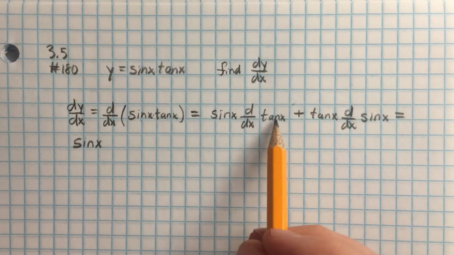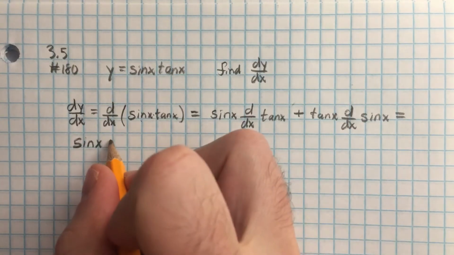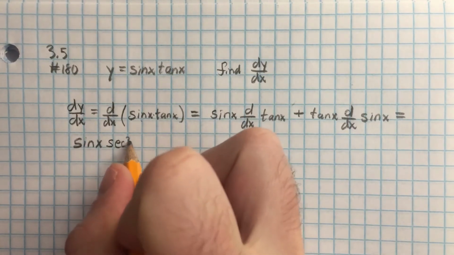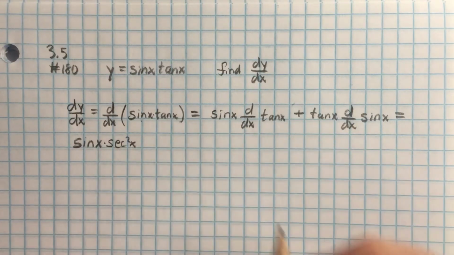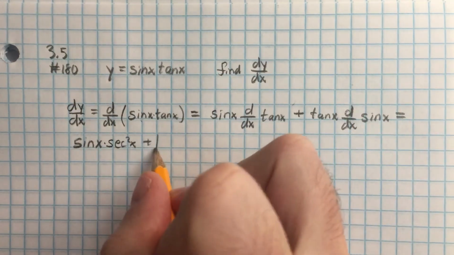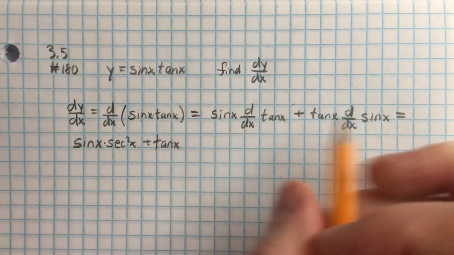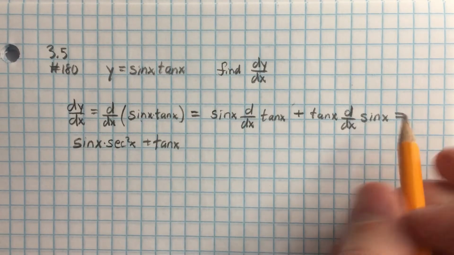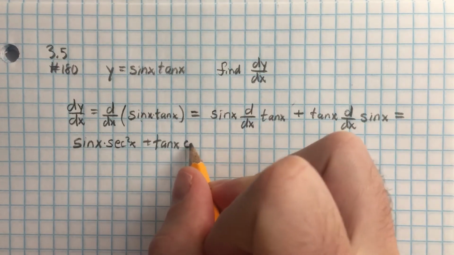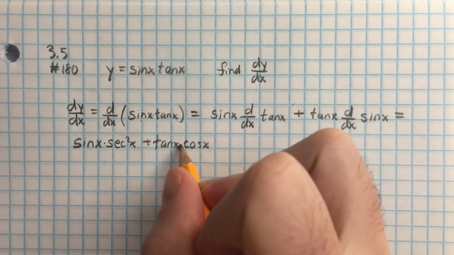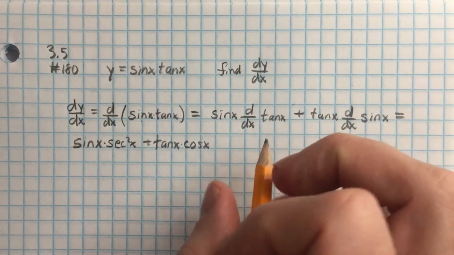All right, so continuing on, sine x stays unchanged, sine x. And now the derivative of tan x is the memorized fact secant squared. So there's a product there, sine x times secant squared x, plus tan x unchanged, times the derivative of sine, which is, of course, the memorized fact of cosine. So there is our derivative fully taken.